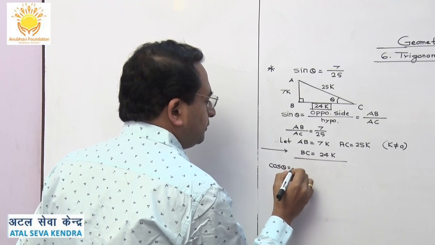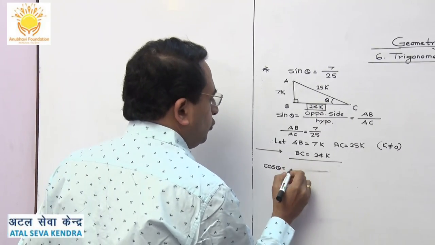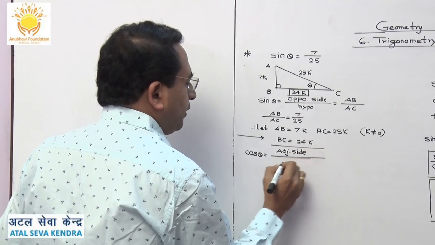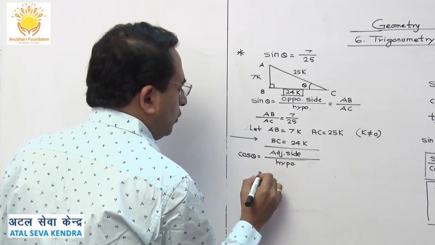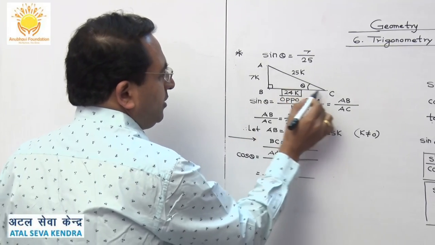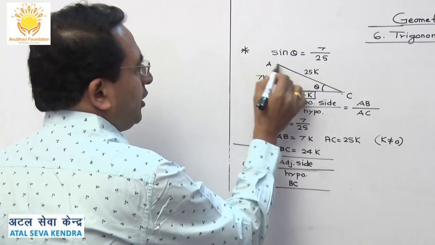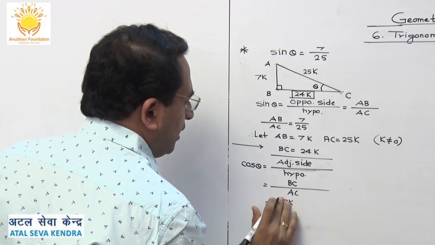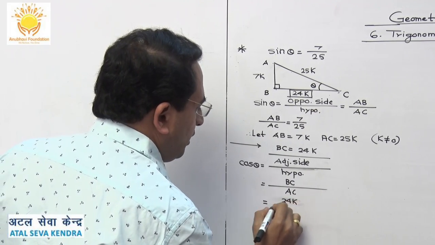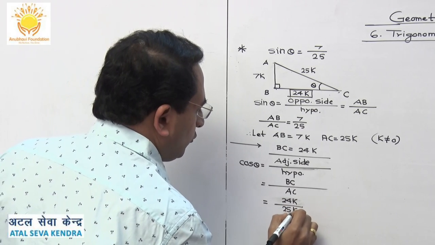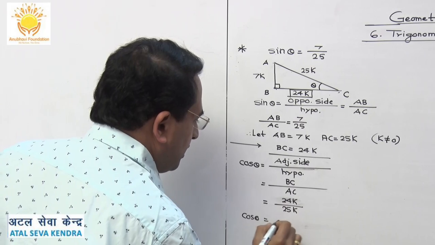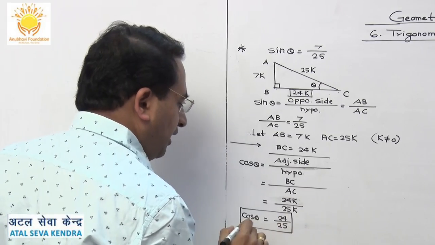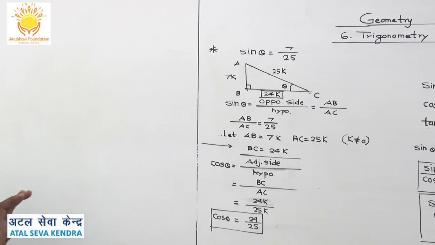Now cos of theta. What is the formula for cos theta according to you? Cos theta is going to be adjacent side upon hypotenuse. Now adjacent side here is going to be BC and hypotenuse is nothing but AC. So BC is 24k and AC is going to be 25k. So your answer of cos theta is 24 upon 25. And similarly we can go ahead with the next. Is it clear to you?